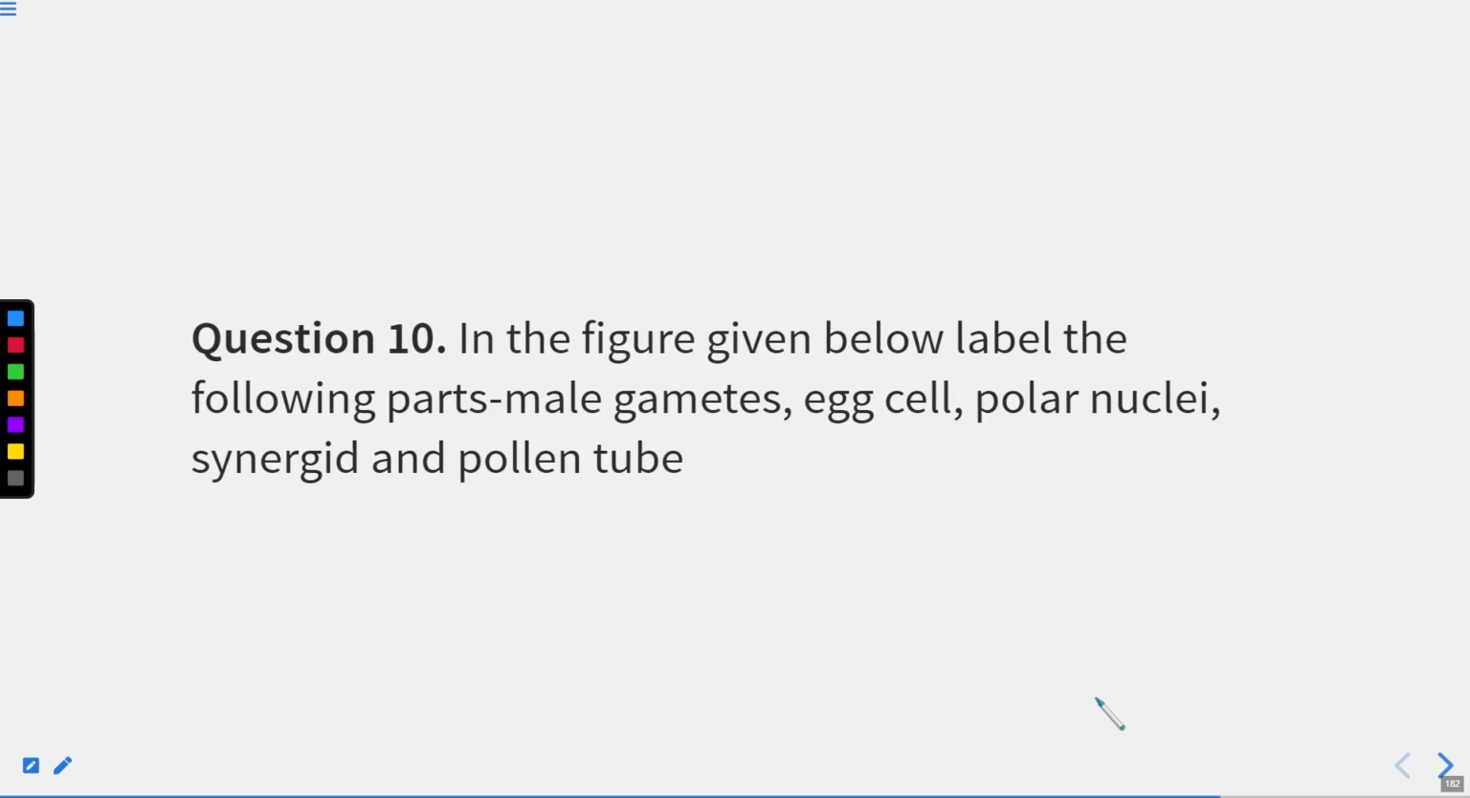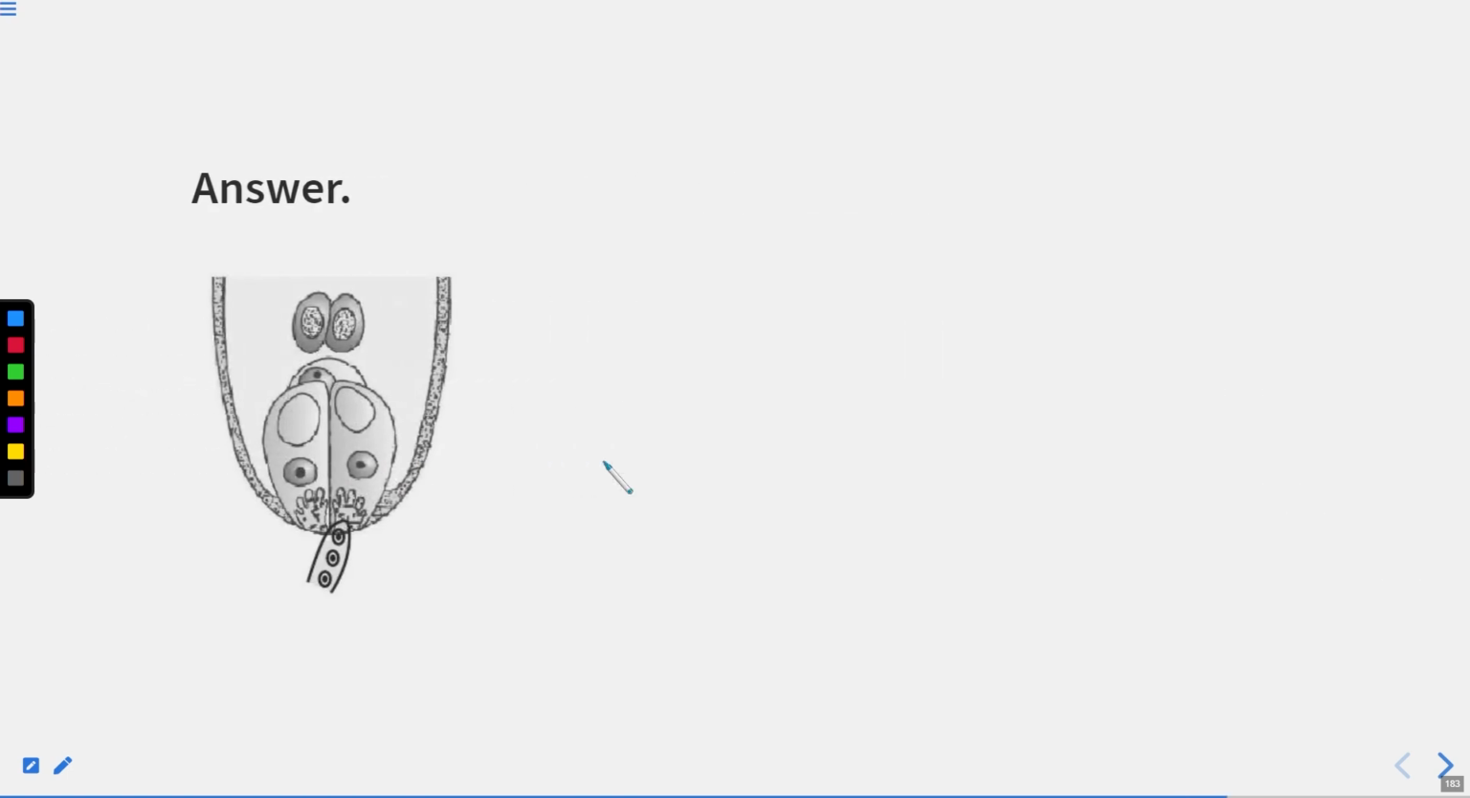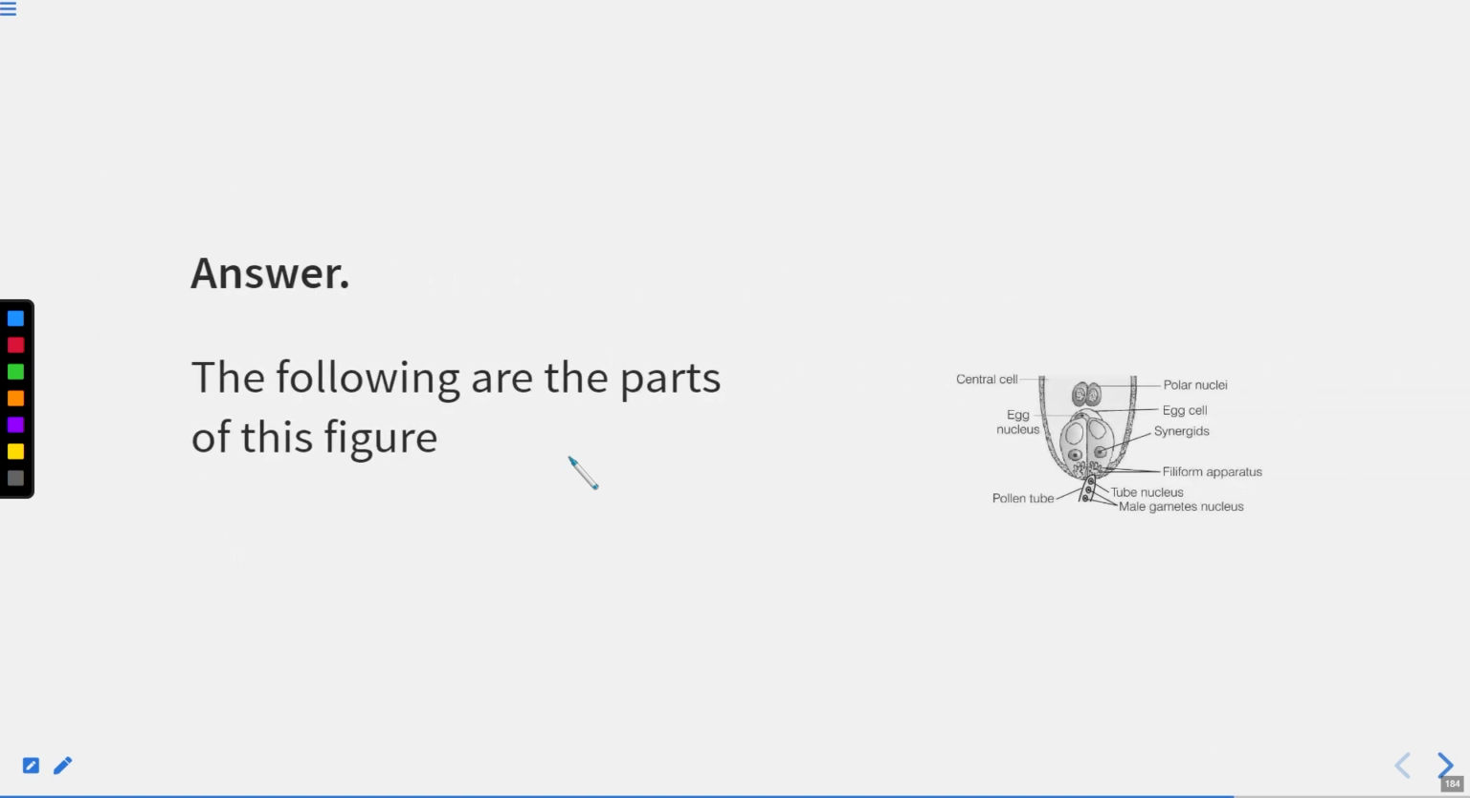Now, question number 10. In the figure, they have given you a figure, and you have to label the following parts: male gametes, egg cell, polar nuclei, synergids, and pollen tube. So this is the figure. This is a very straightforward question. They have given you the image of the embryo sac, and this is the micropylar end of the embryo sac. Now, the following are the parts of this figure. This you already know.